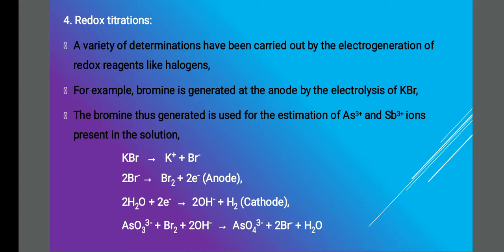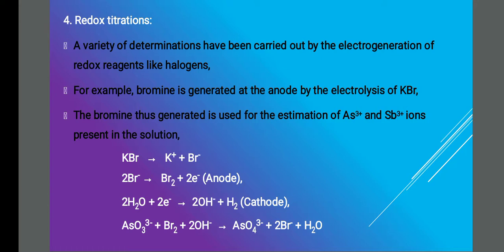Redox reagents such as ceric ion can be generated at the anode and used for estimation. Using the ceric ion generated at the anode, we can estimate ferrous, arsenic, titanium, and uranium, that is Fe2+, As3+, Ti3+, U4+. So these things can be estimated using this procedure. Is it okay?